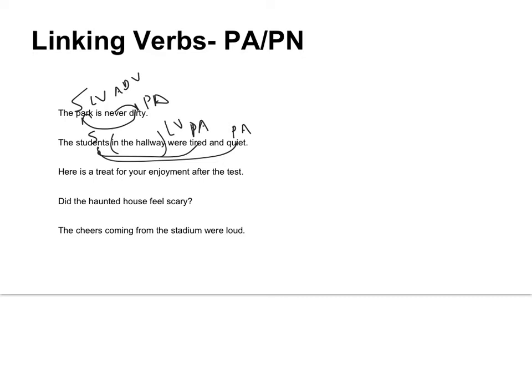Here is a treat for your enjoyment after the test. A treat is here. This is my subject. Remember that here or there is always going to be an adverb. Is my linking verb, and in this case there is no predicate adjective or predicate noun.